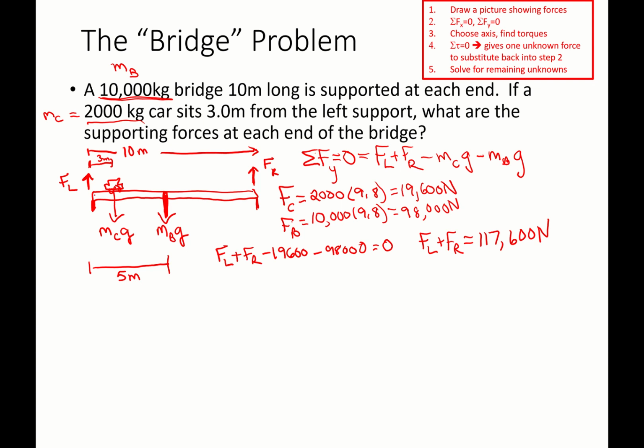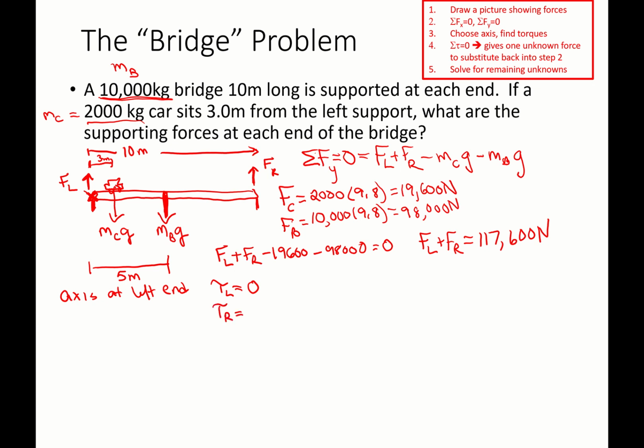Let me just put the axis, I'll draw a red X at one end. I'll put the axis at the left end. Okay, so how many forces do I have here? I've got 4 forces. I've got force from the left, force from the right, weight of the car, and the weight of the bridge. So I'm going to have 4 torques. But I know the torque from the left side is going to be 0. What's the torque from the right side going to be?